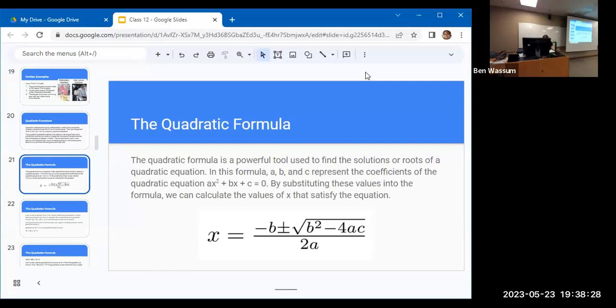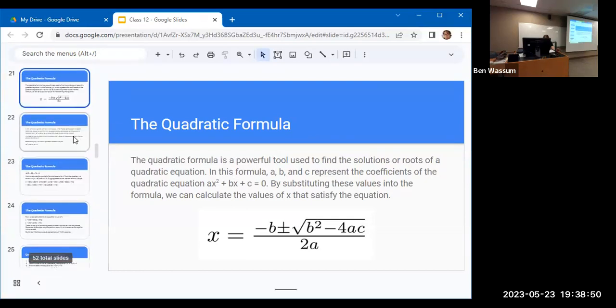If you're dealing with a word problem, you need to figure out both of those answers separately and figure out which one of them makes sense. And that'll make more sense as we actually work them out. But that's where that's coming from.